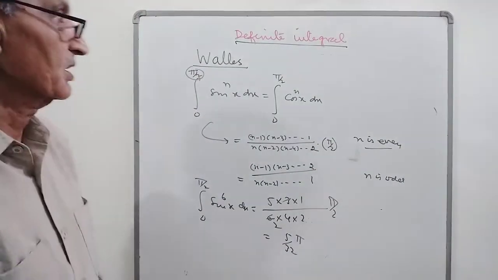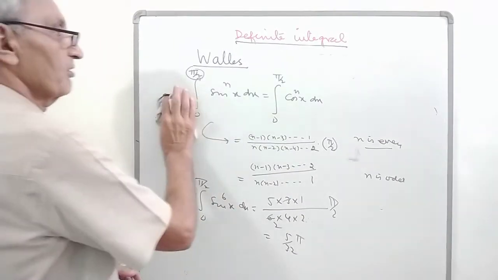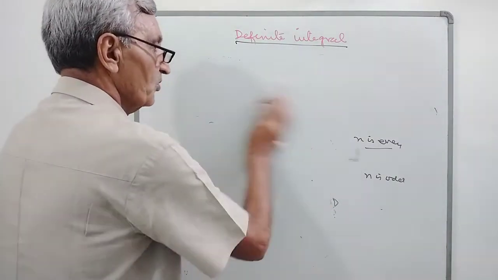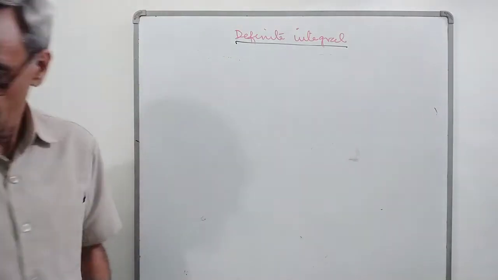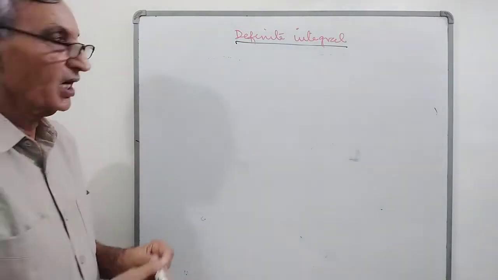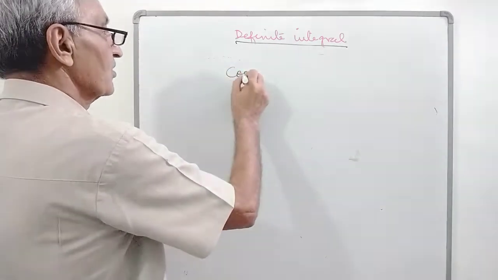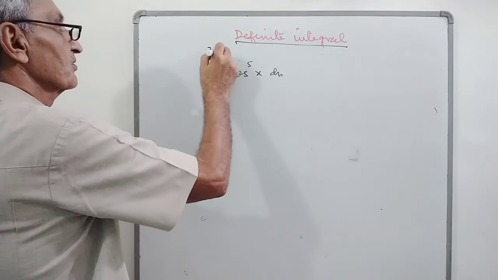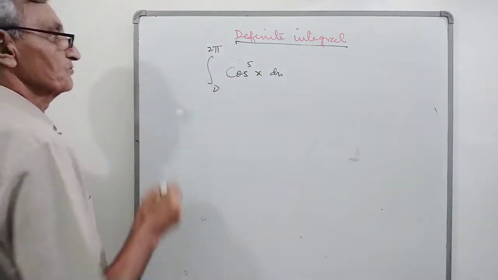Let me come to the question. I will be using the Wallis formula to find the answer. One more question is coming to me. Suppose I have cos 5x dx from 0 to 2 pi, and from 0 to pi.